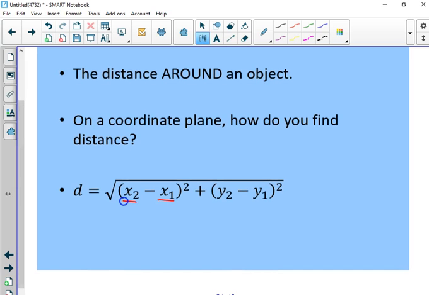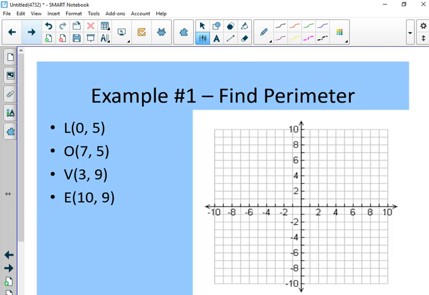You take your two x's and you subtract them. Then you square that number. You do the same thing with your y's. You subtract them and then square that number. You then add those two numbers, and then you square root that number. Not as bad as it looks.